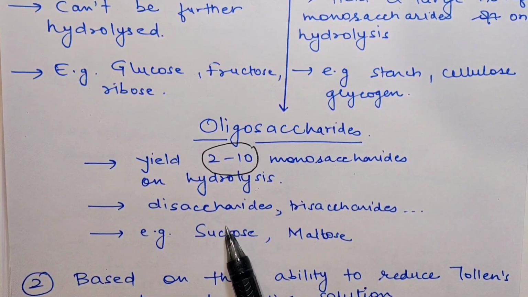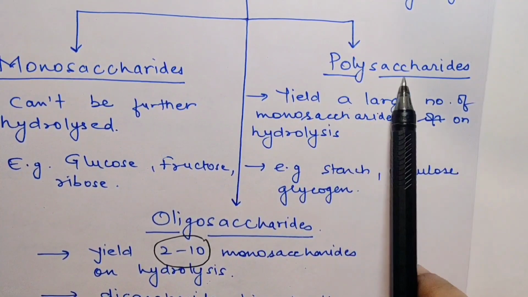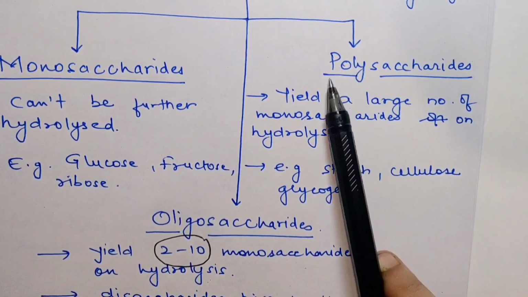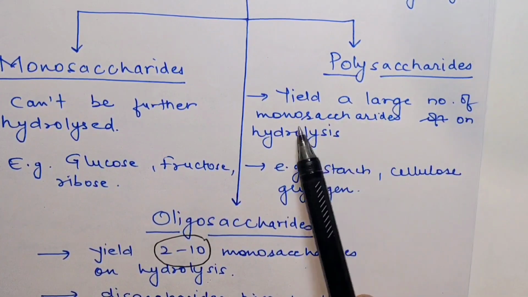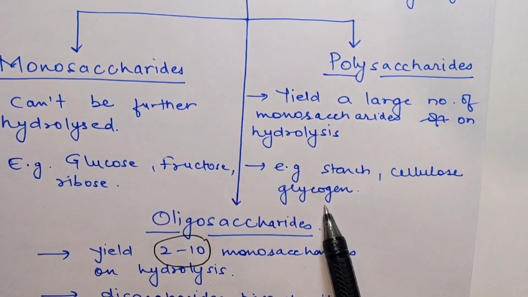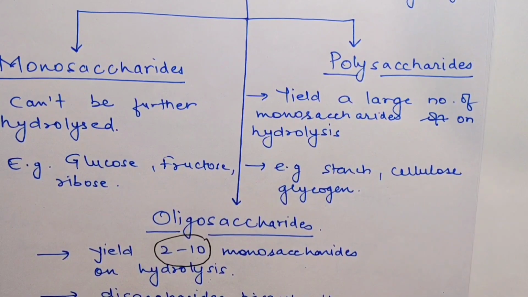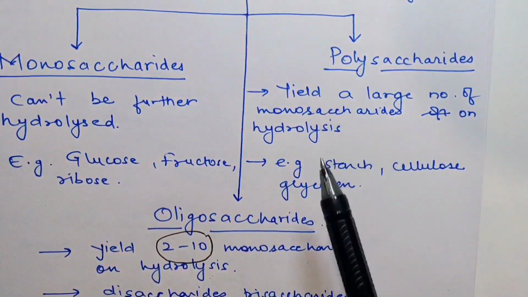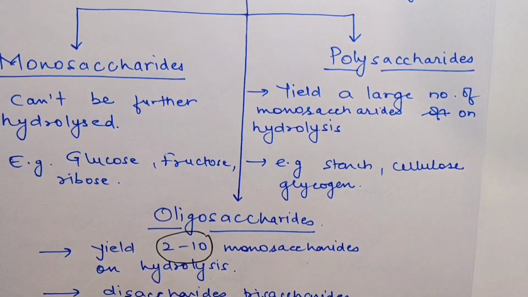They are disaccharides. Okay. Then we have polysaccharides. As the name suggests, they are made up of many monosaccharides. So upon hydrolysis, they yield a large number of monosaccharides. Examples: starch, cellulose, glycogen. Okay, these are the 3 polysaccharides in your syllabus. So on the basis of hydrolysis, they can be divided into these 3 categories.